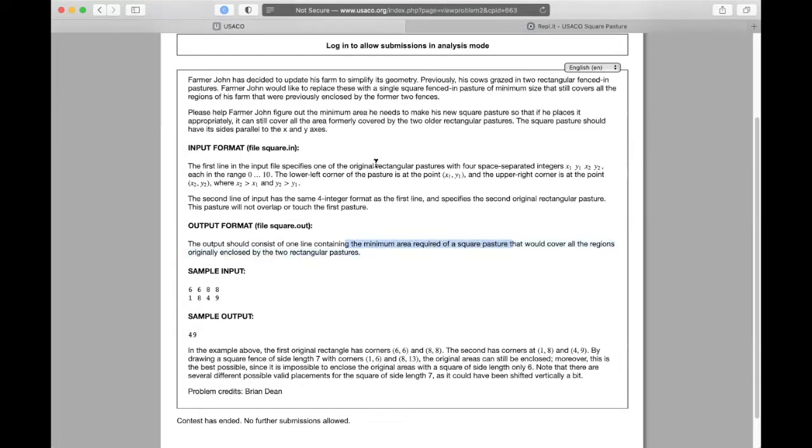So we have these 2 rectangular fence pastures, and we're trying to find the smallest pasture that is square, such that it can still contain both of those rectangles. In this case, we're looking here. That is 6, 6, 8. Given this sample input, we're given the output 49. Let's maybe take a look at how this is actually being done.